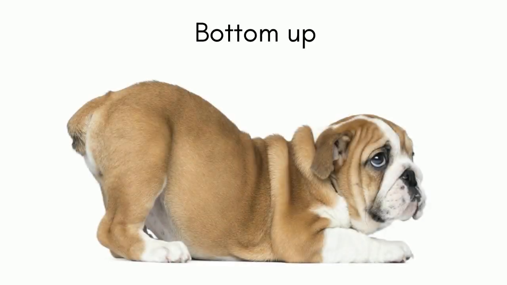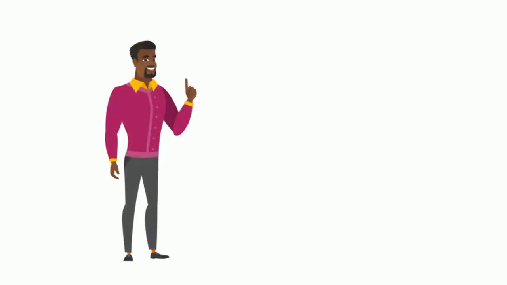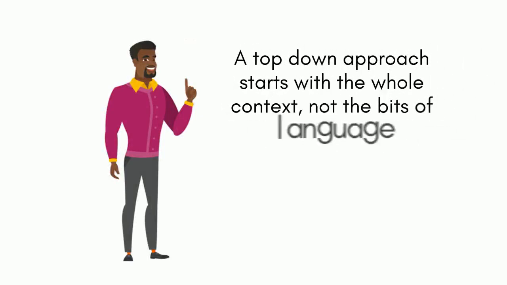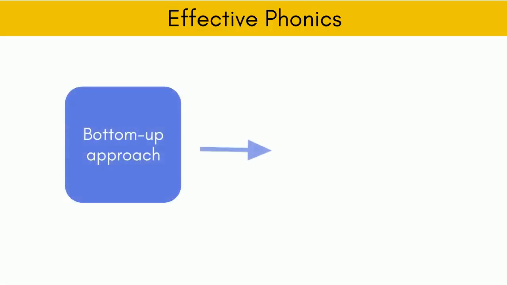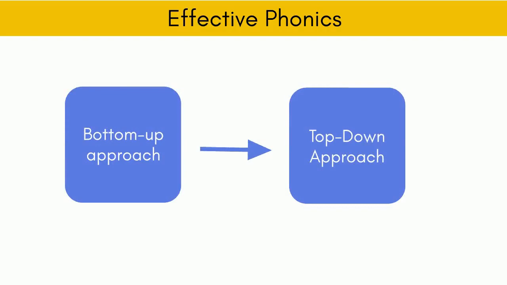Learning to read through phonics is a bottom-up approach. It starts with bits of knowledge and bits of language, and works towards whole context. A more advanced reader can handle more of a top-down approach, where the starting point is meaningful context, which for children is usually a story. When we teach phonics, we need to prepare children to make the transition from a bottom-up approach to a top-down approach to reading.